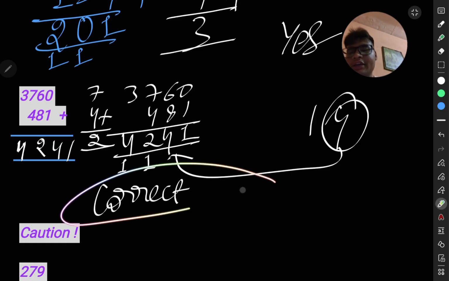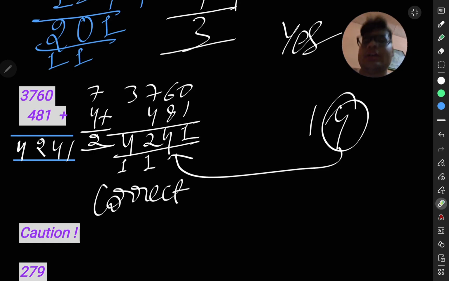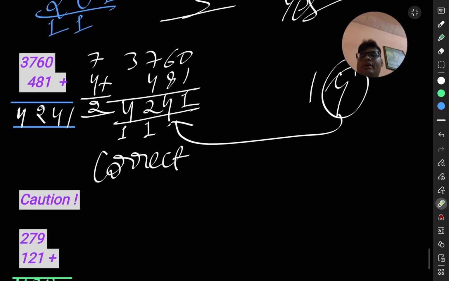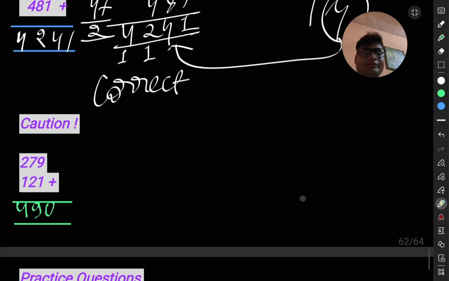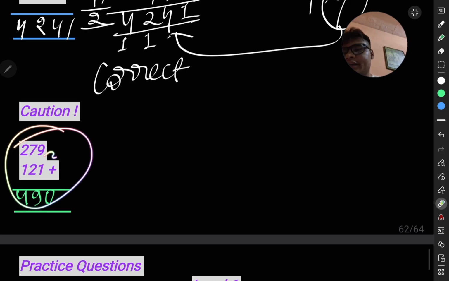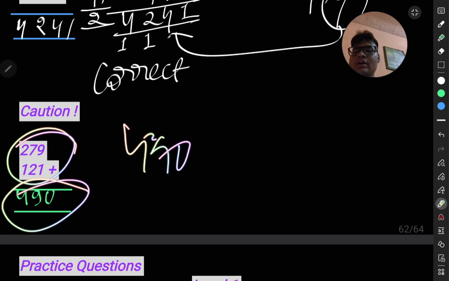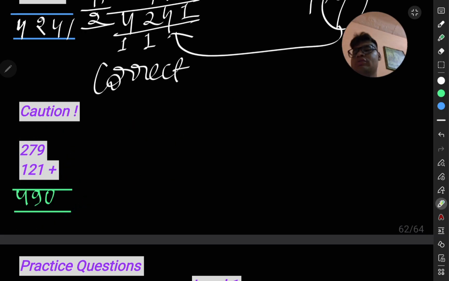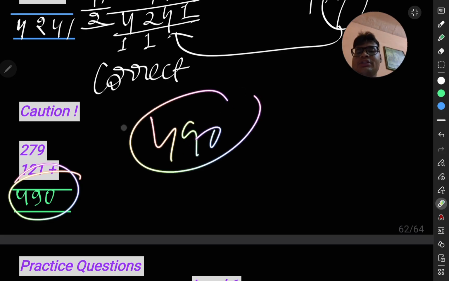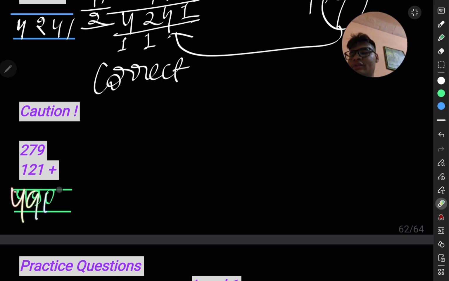So I think you have understood by various examples. Here is one question you have to understand. You have to take care about this problem. Here is one example: 279 plus 121, and the answer given here is 490. This answer is not correct here, but we are writing here 490.